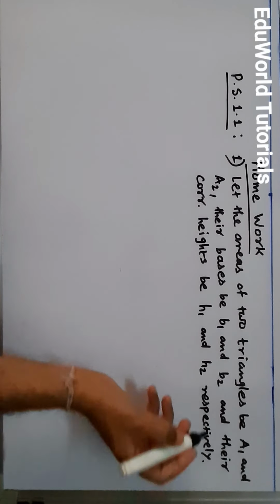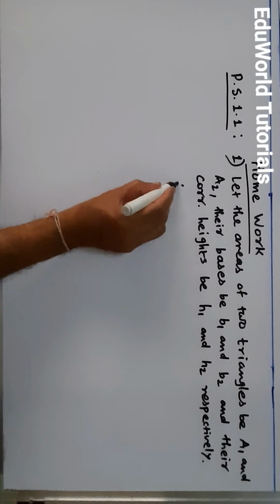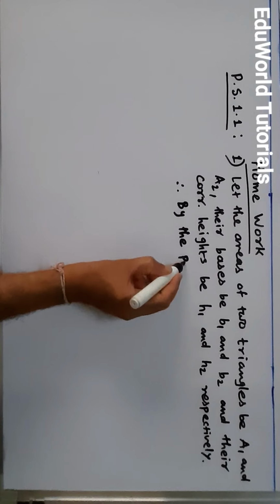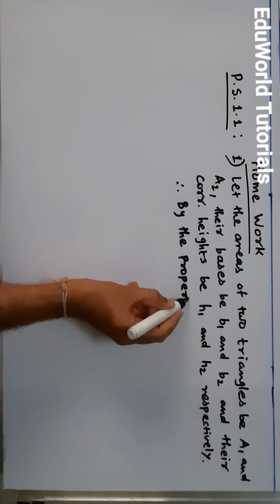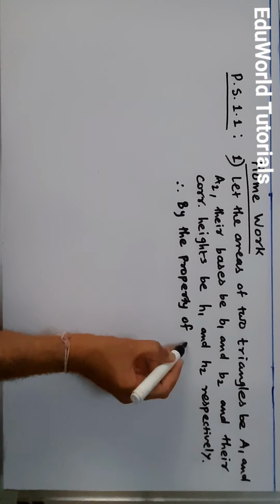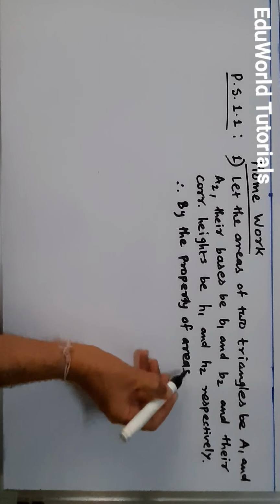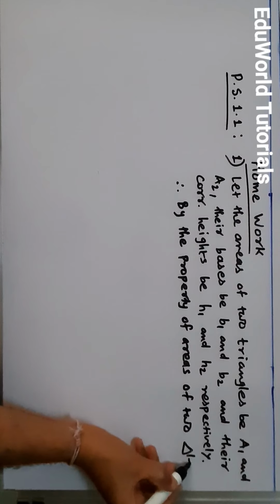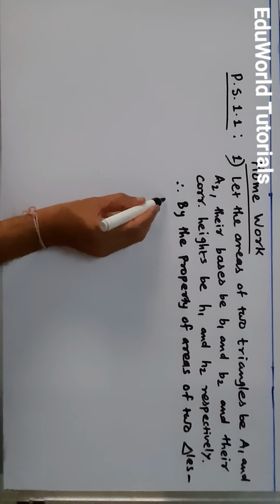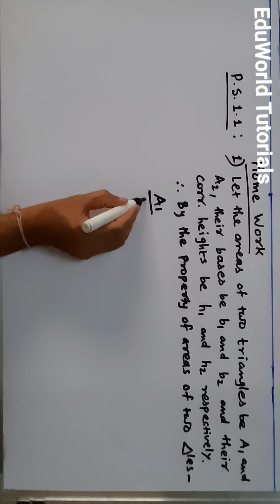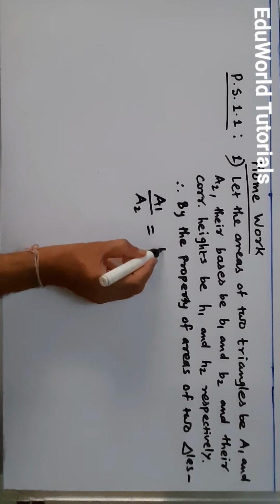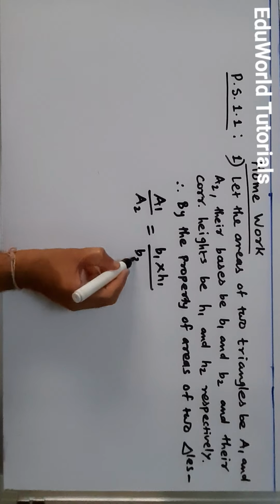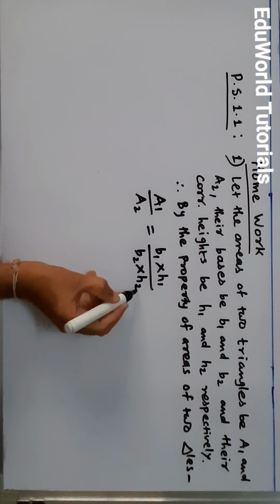The first property of that chapter we have studied. That property is called the theorem, the property of areas of two triangles. Recall the property. A1 upon A2 is equal to B1 into H1 upon B2 into H2.